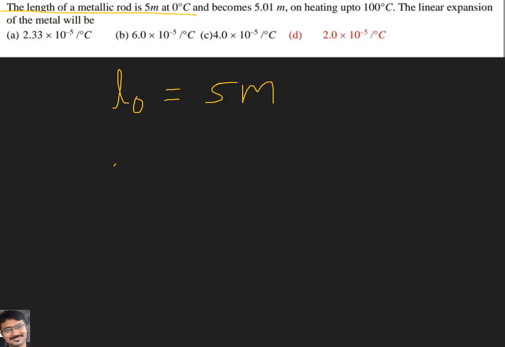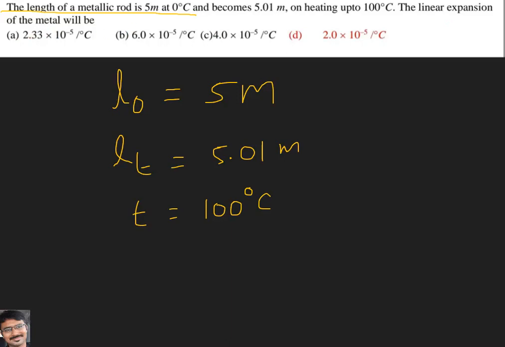So here let me write LT is equal to 5.01 meter. The T is nothing but 100 degree centigrade. So what I did here, I am reading the question. Length of metallic rod is 5 meter at 0 degree centigrade, so let me write L naught is 5 meter, and it becomes 5.01 meter at 100 degree centigrade. T is 100 degree centigrade, and LT equal to 5.01 meter. They are asking the linear expansion of the metal.